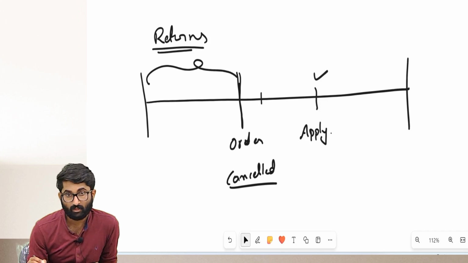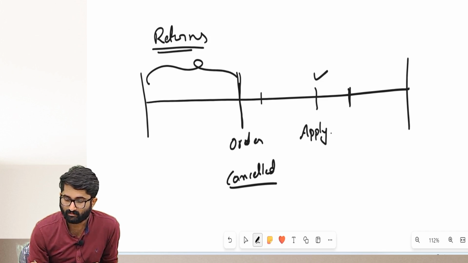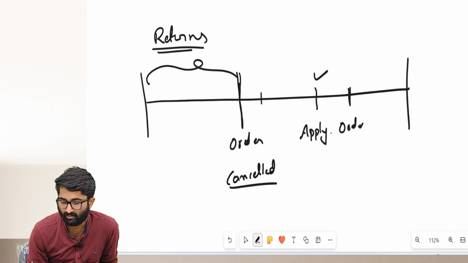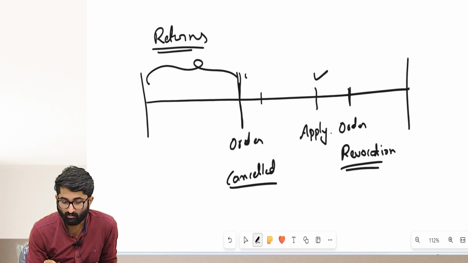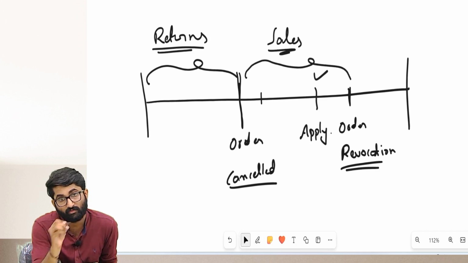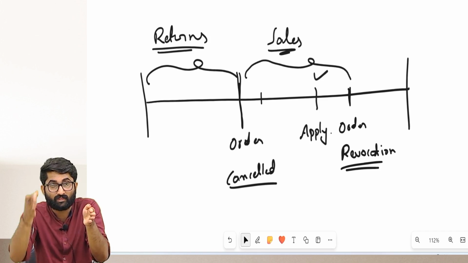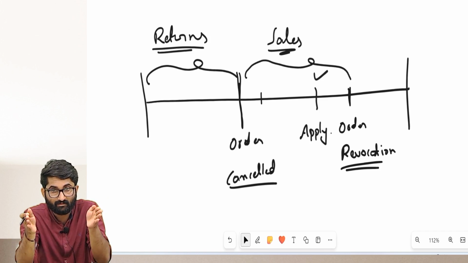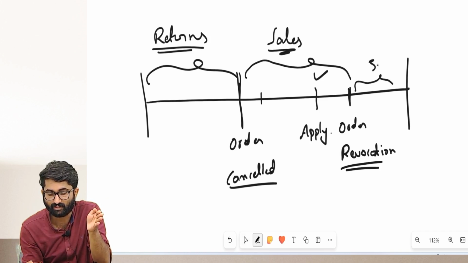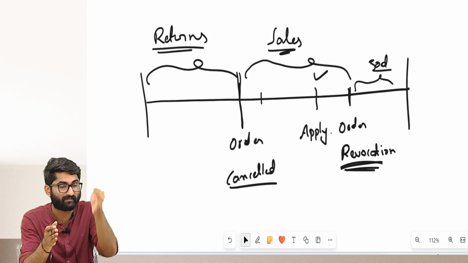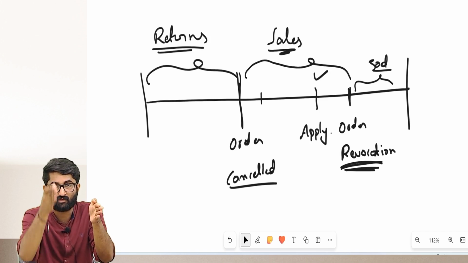Later he applied. Now, after the application, you got the order of revocation. But the government says, I'll give you the revocation order, I will revoke, but for all these days, you have done the sales or not? That means you have to file the return. From the order of cancellation till the date of order of revocation, whatever returns are pending, you have to file within 30 days from the date of revocation.